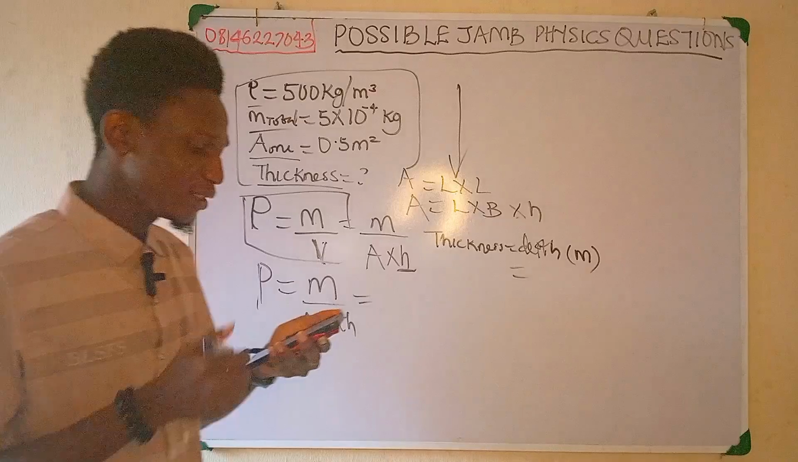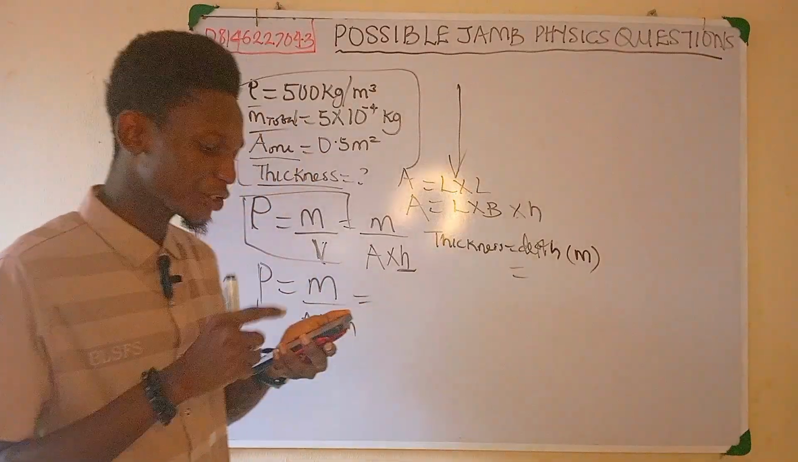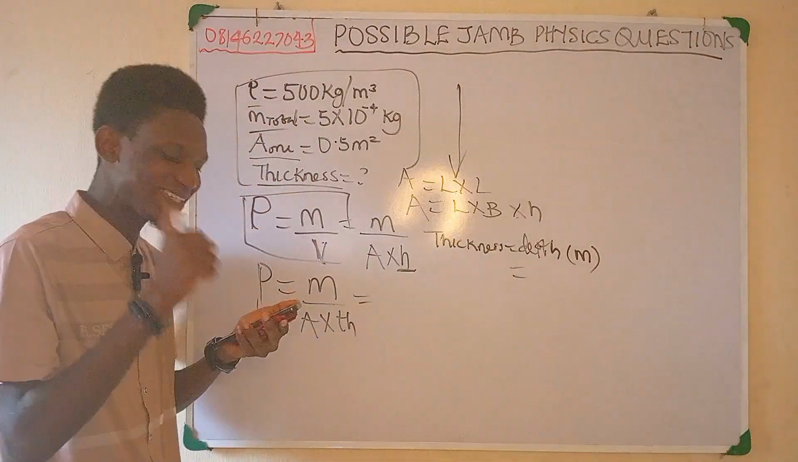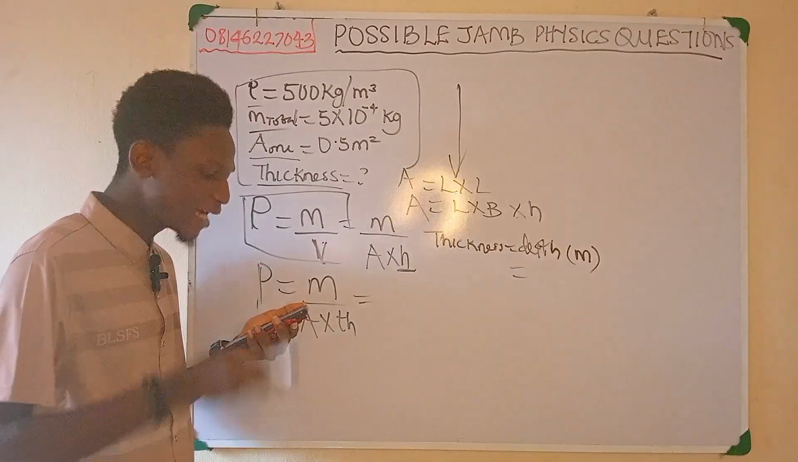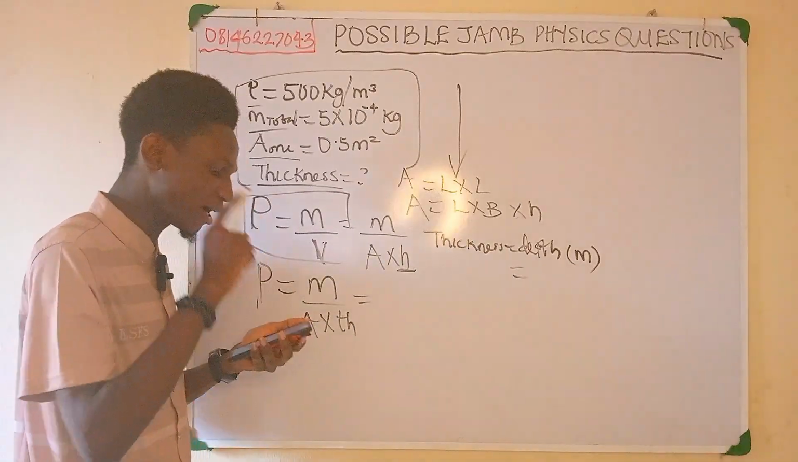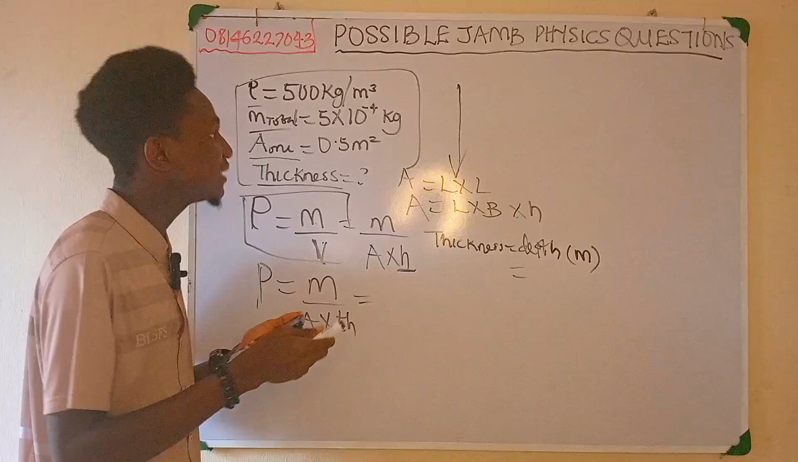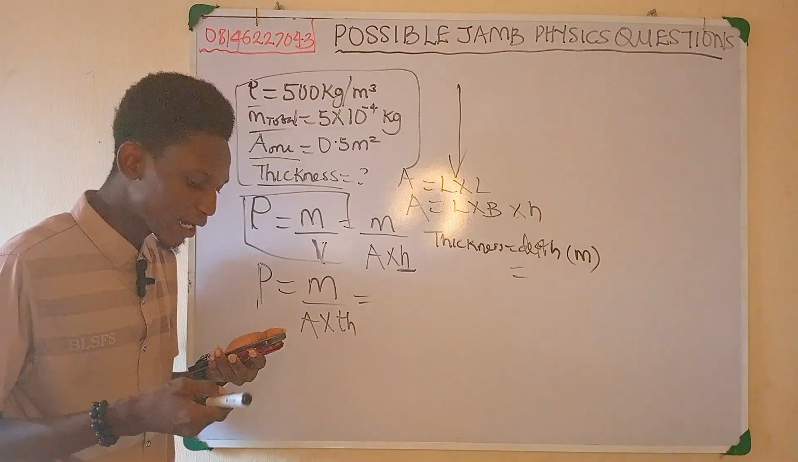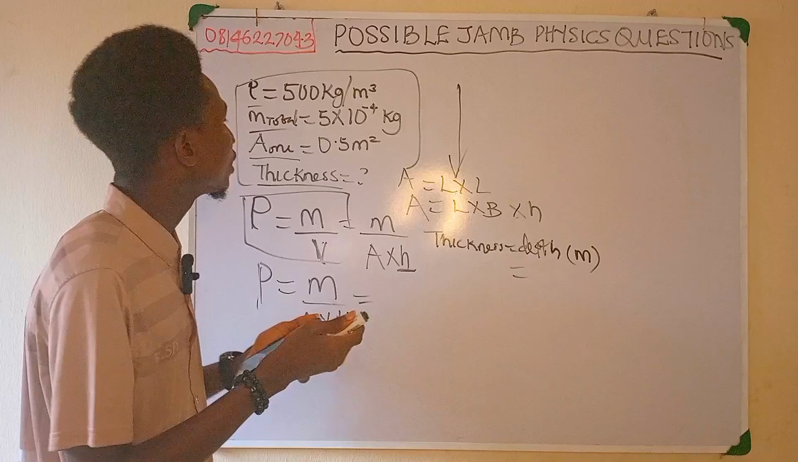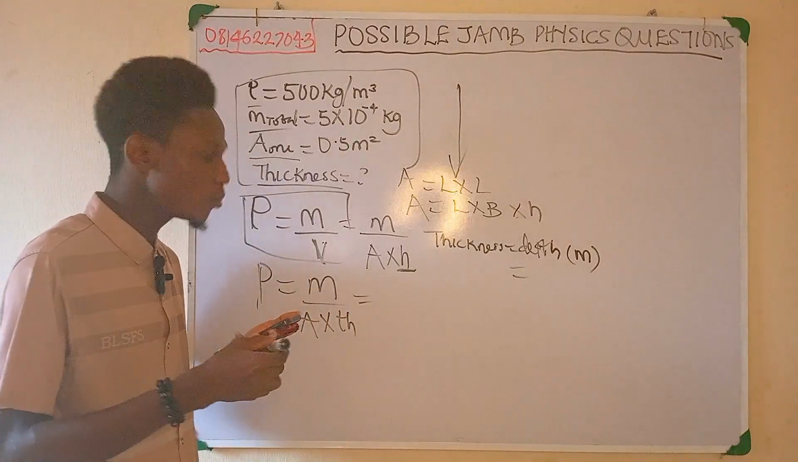Now they say the thickness of the film. I remember the question said one of the drops forms a thin film. Well, we are talking about just one of the drops. And at the beginning, he said 1,000 identical drops. He said 1,000 identical drops of oil of density 500 kilogram per meter cube.